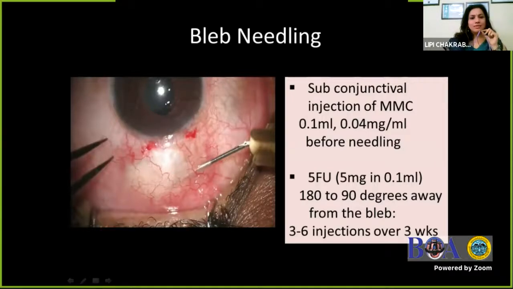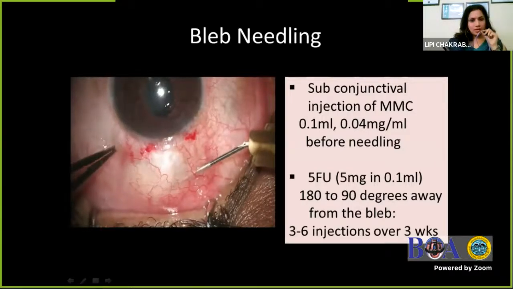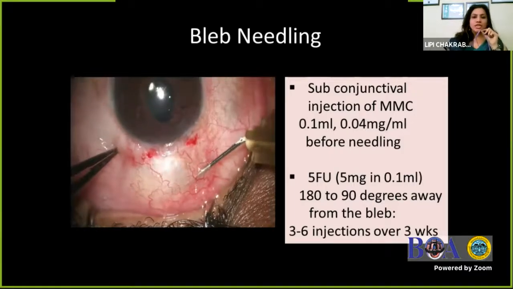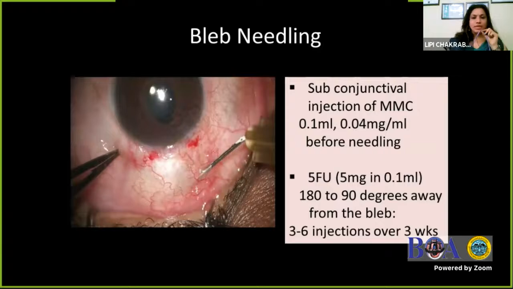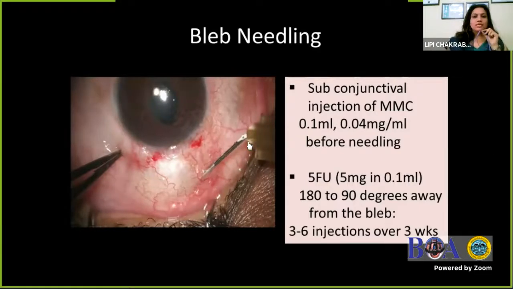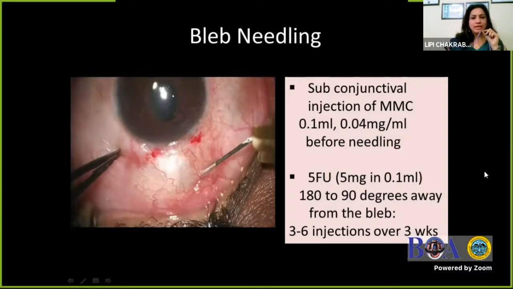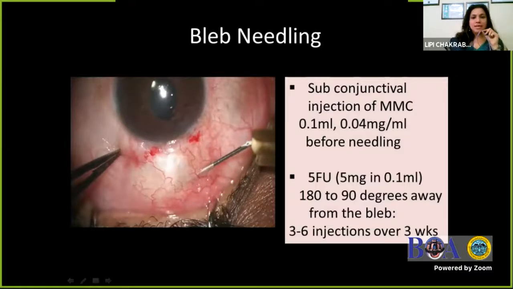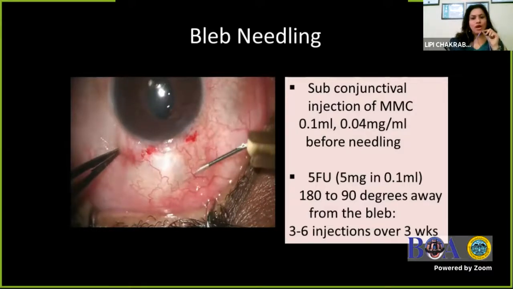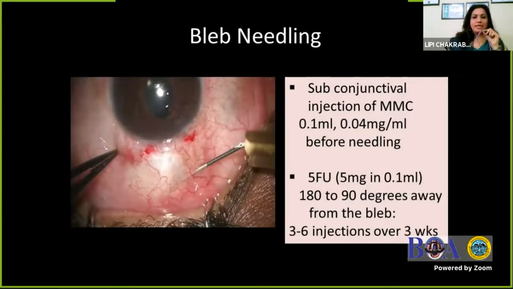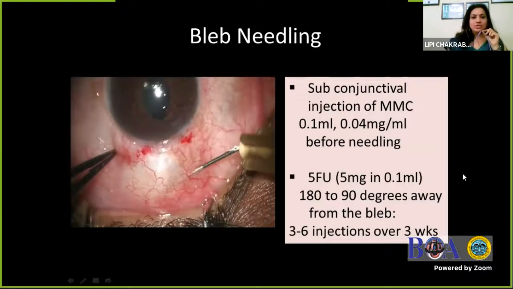So bleb needling, this is one of the maneuvers which we do, which is quite often used, especially in case of encapsulated Tenon cyst. We need to go through with this bent needle all the way through the ostia into the AC. So that is always preferred. This can be done under slit lamp or in OT. Subconjunctival injection of mitomycin C or 5-FU can be undertaken, and that is mostly done associated with this bleb needling procedure.